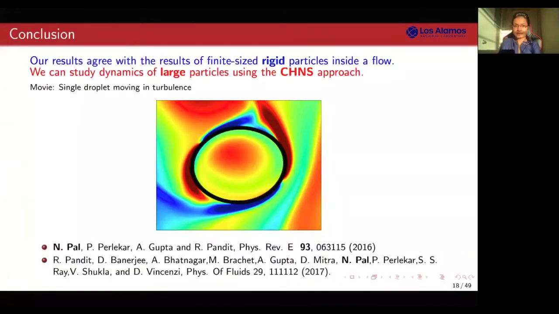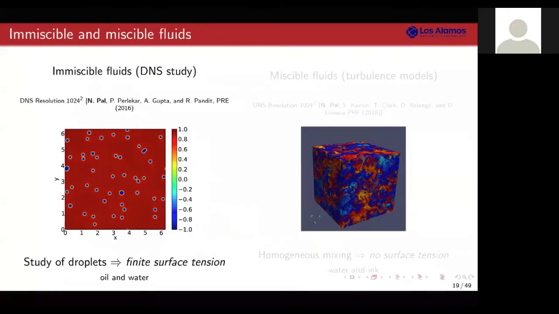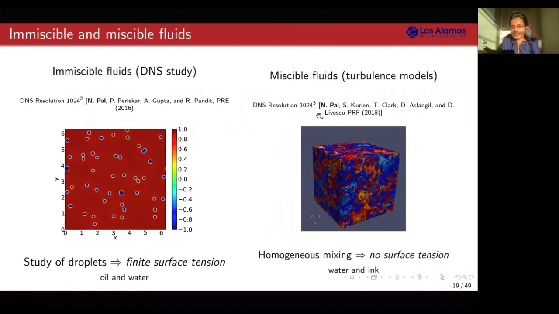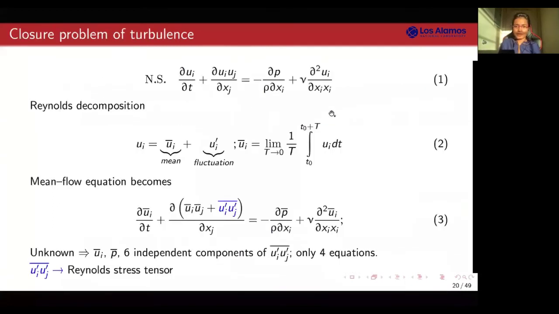And yeah. So now I will start my discussion on miscible fluids. And this is mostly my post-PhD work. And I worked on turbulence models, analytical models in here. So before going into turbulence models, let me first talk a little bit about the closure problem of turbulence.